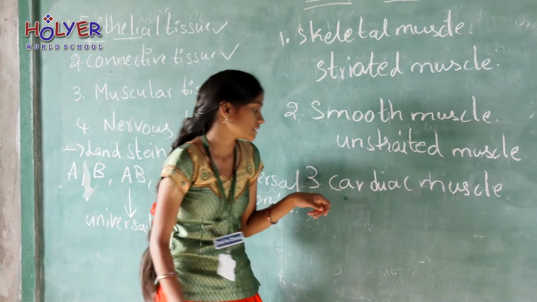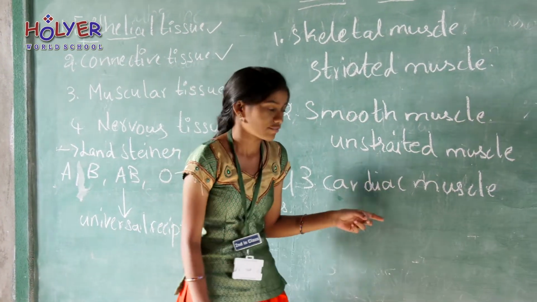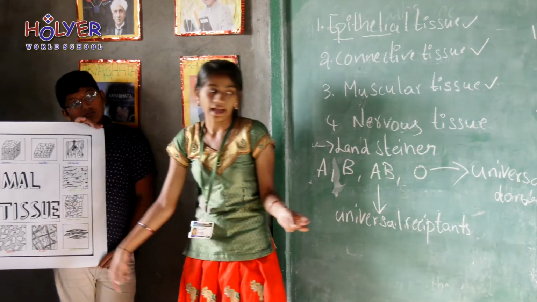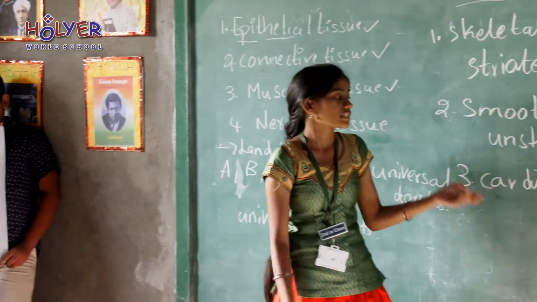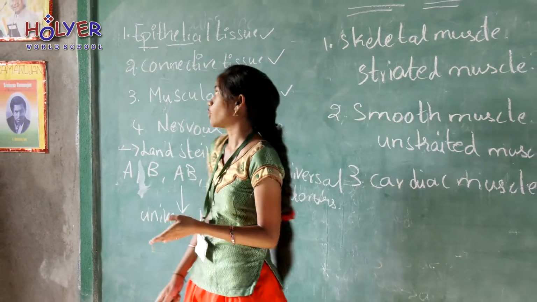This cardiac muscle is responsible for the pumping of blood in our heart, and these have striations like these, and they resemble skeletal muscle, but these are involuntary. This is about muscular tissue.